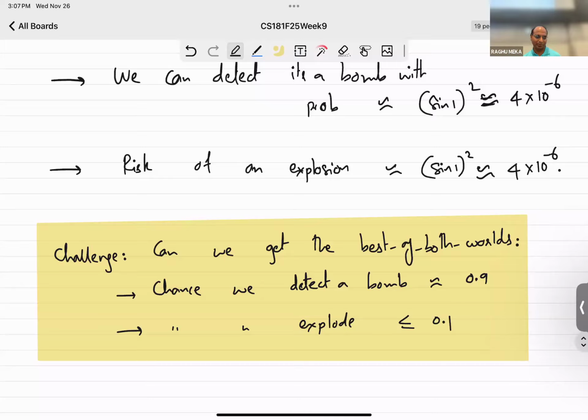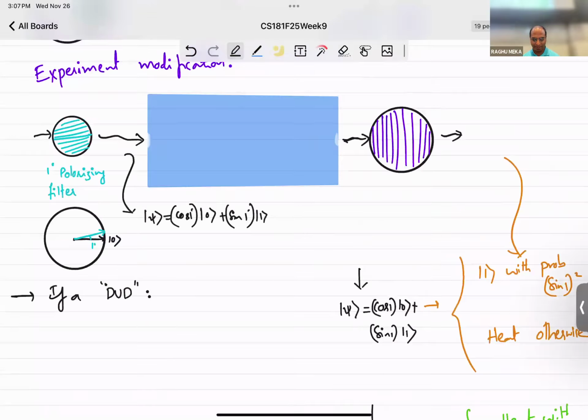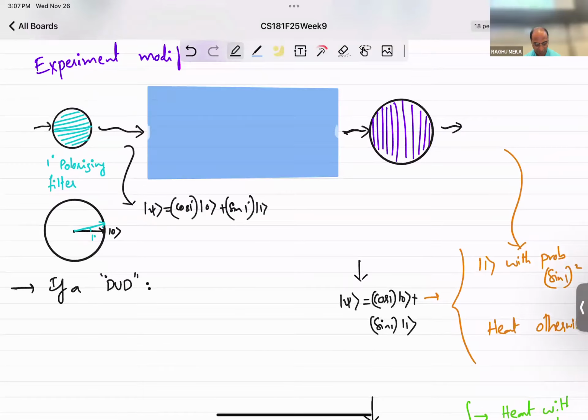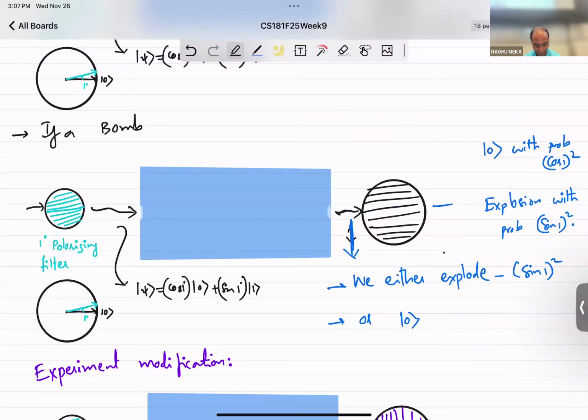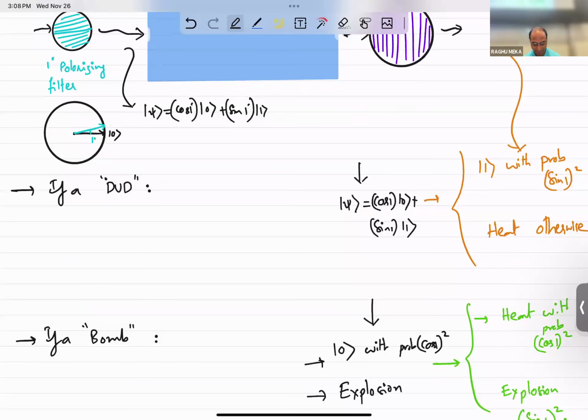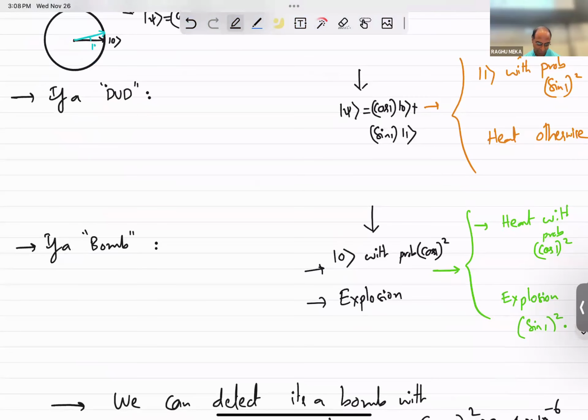Any questions about the setup? Yeah. Shouldn't it be chance that the... Well, when I say chance we detect, it's basically whether we can tell them apart. You're right in how we phrase it. If it's a bomb, what happens? If it's a dud, then we would see light. And if it's a bomb, we would see only heat. So if you're right, we're detecting if it's a dud, but I think we can flip things around and get the same outcome as well, right?